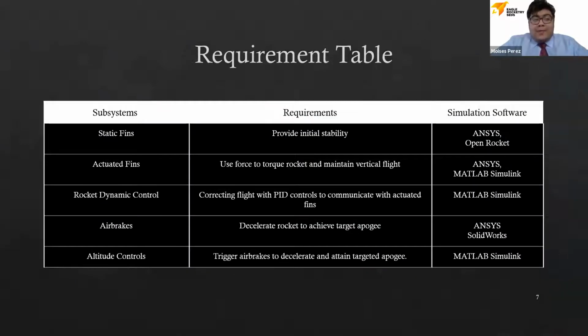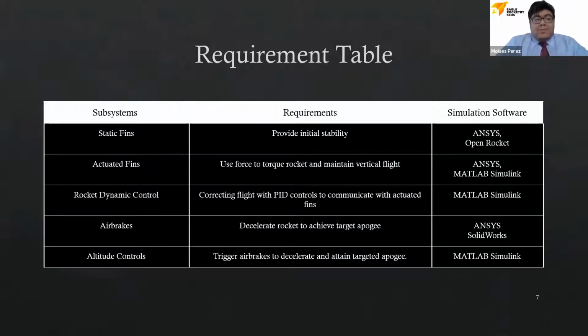Next slide we have the requirements table where we have the subsystems, requirements, simulation software. First, we have the static fins, which provide initial stability, and we use ANSYS and OpenRocket. Next, we have actuated fins, which are used to torque the rocket and maintain vertical flight. And again, we use ANSYS and MATLAB Simulink.